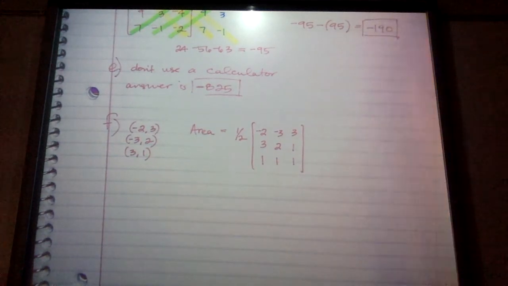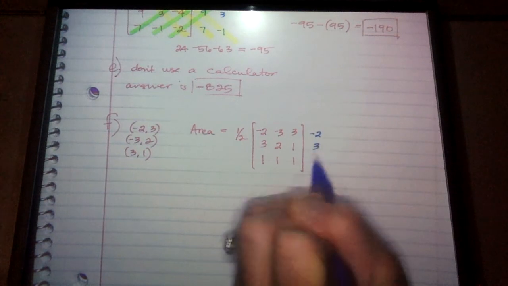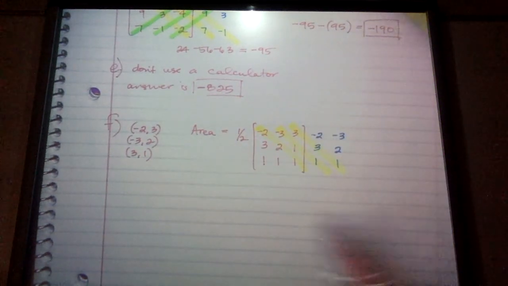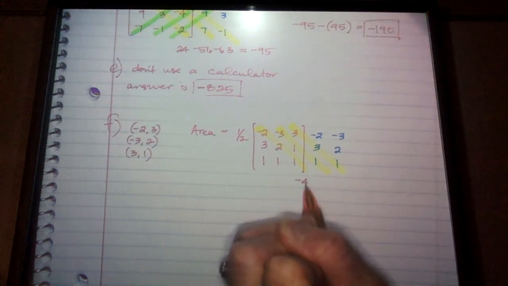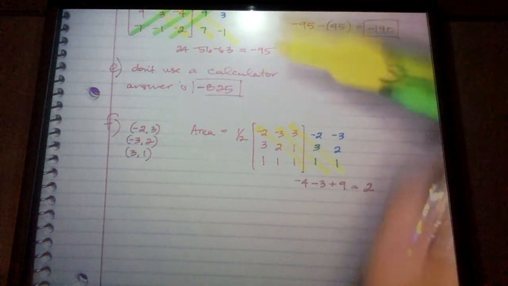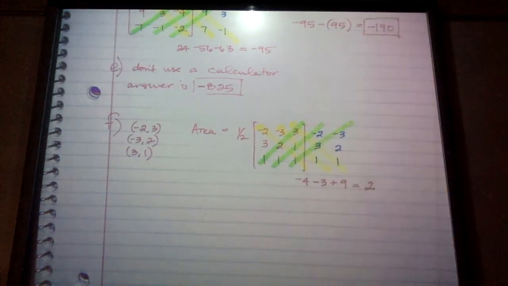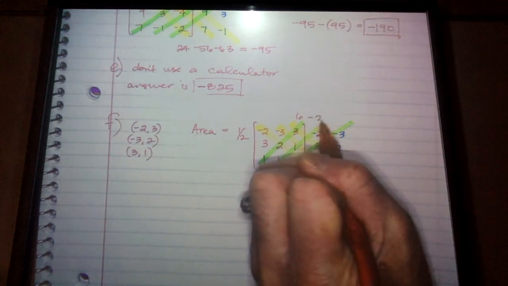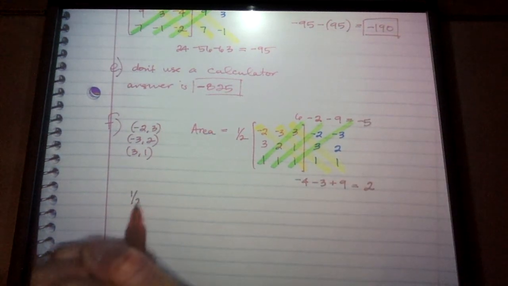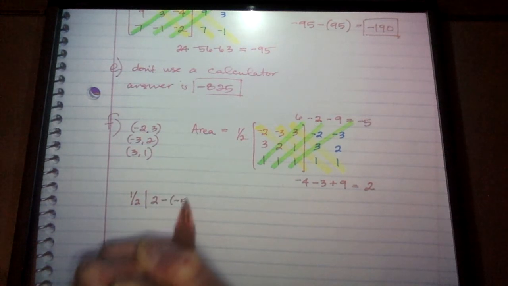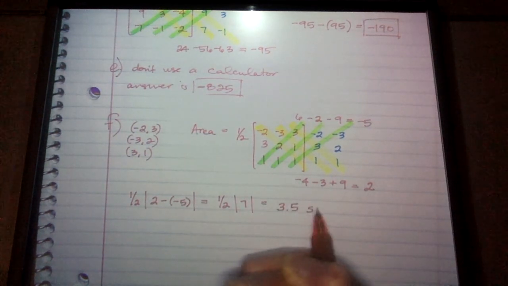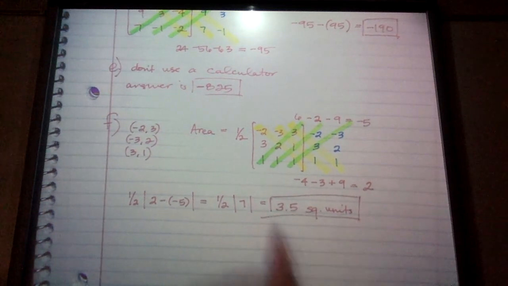Then I have to copy the first two columns. So negative 2, 3, 1, negative 3, 2, 1. And let's find those first three diagonals. I got negative 4 minus 3 plus 9. For those three diagonals, their sum is 2. For the top three, I've got 6, negative 2, and negative 9. And that sum is negative 5. So 1/2 times the absolute value of the bottom minus the top equals 1/2 times 7, which equals 3.5 square units. And that completes that section.